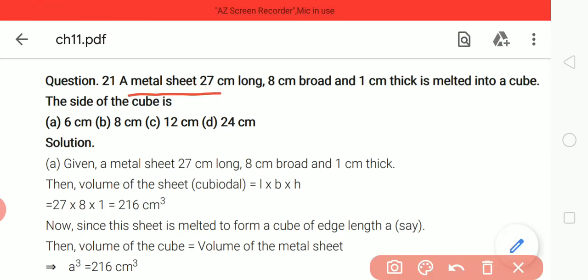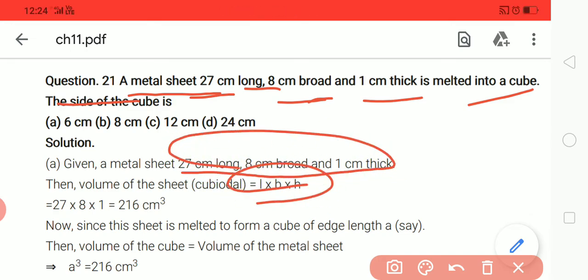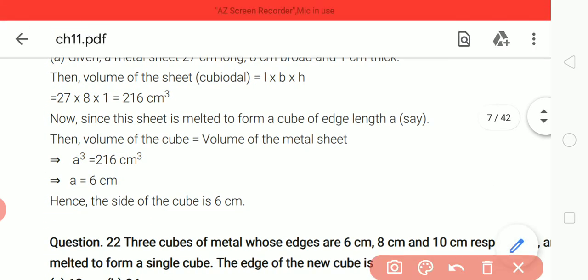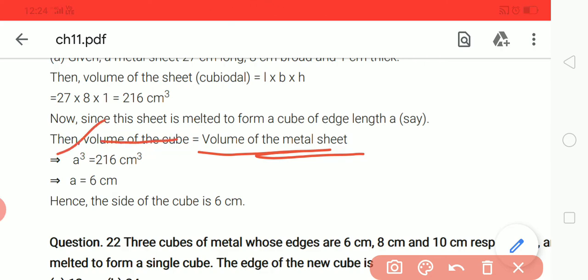A metal sheet 27 centimeter long, 8 centimeter broad and 1 centimeter thick is melted into a cube. Now find the side of the cube. Here we have been given these measurements. You can find L into B into H, that is 27 into 8 into 1, which is 216 centimeter cubic. Since the sheet is melted and recast into a cube of edge A centimeter, the volume of the cube is the same as the volume of the melted sheet. If we let the side be A, then A cube equals 216.